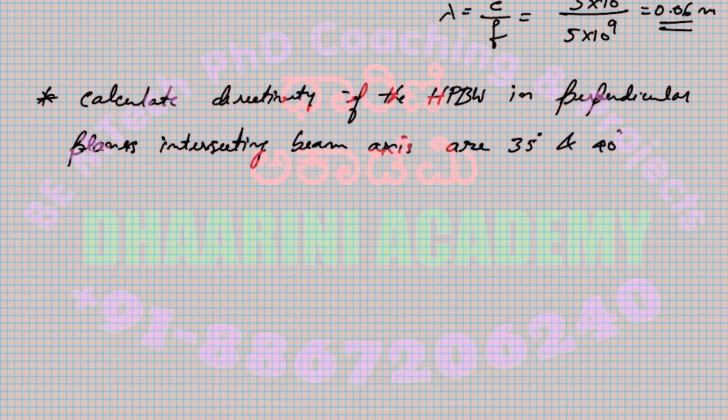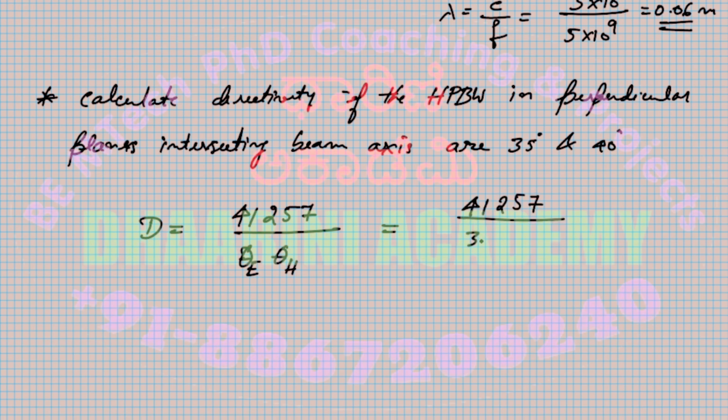Okay, so you see there is one equation. This should be there in your theory part. So directivity D can be calculated by using 41,257 divided by theta E times theta H. With respect to intersecting the beam axis, two angles are given, 35 and 40, that are theta E and theta H. If you remember, theta E and theta H should be substituted in degrees only, not converting into any other format, not in radians. So directly substitute 41,257 divided by, one is 35, one is 40. That comes to be approximately 29.47 as the directivity.